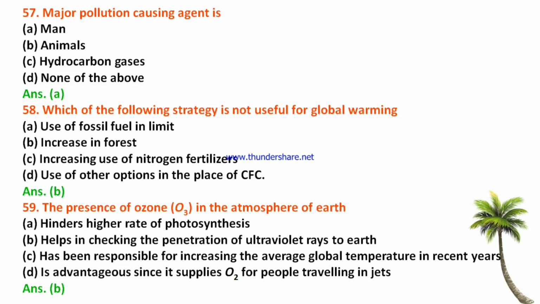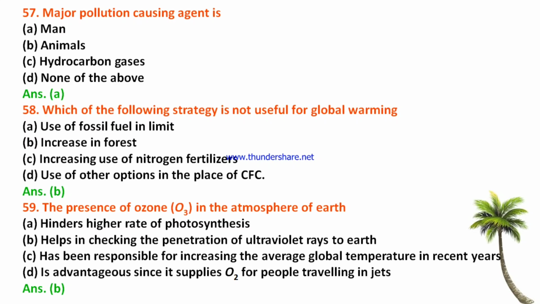Next, number 58. Which of the following strategy is not useful for global warming? Use of fossil fuel in limit, increase in forest, increasing use of nitrogen fertilizers, use of other options in the place of CFC or chlorofluorocarbon. And the correct answer is increase in forest.